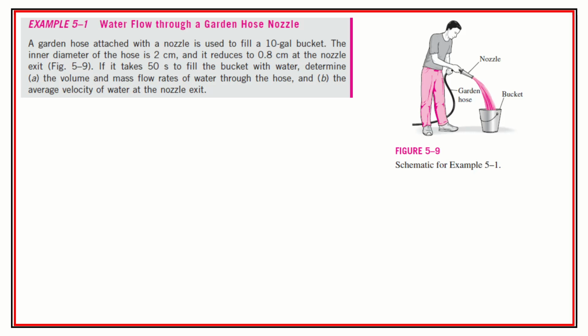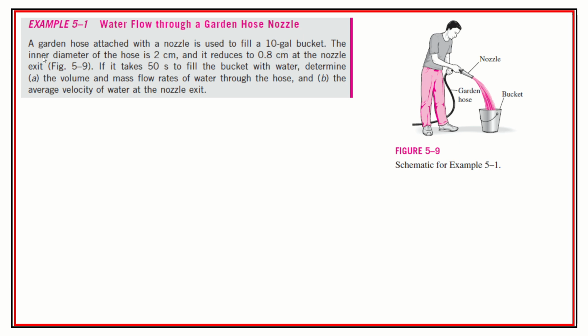All right, here's an example from Cengel. We're in chapter 5 in their book. We have water going through a garden hose and into a bucket, and they're going to fill this 10-gallon bucket. I have to do a conversion factor for that.